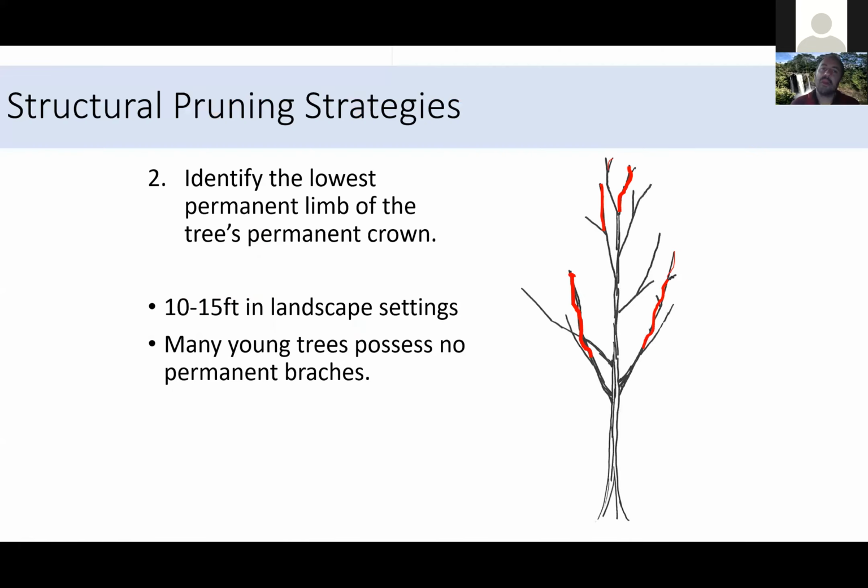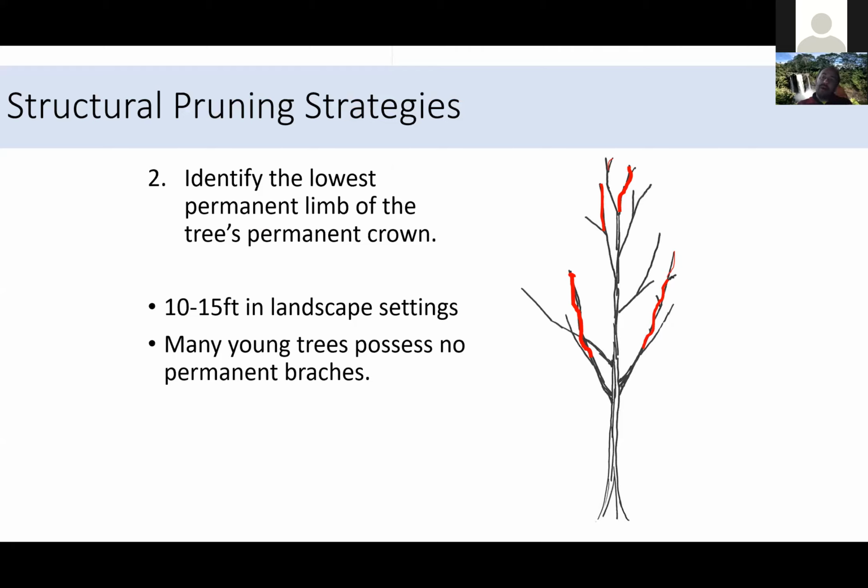So, okay, we've identified our permanent leader. We've suppressed or removed the competing leaders. The next thing we need to do does not involve any pruning. The next thing we need to do is identify the lowest branch on the tree that we are working with, which will be on that tree for life.